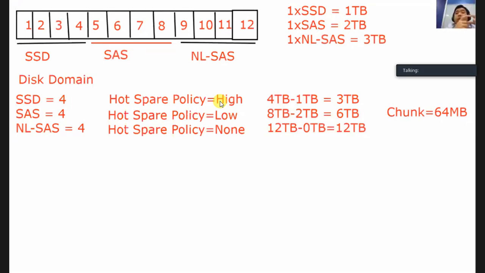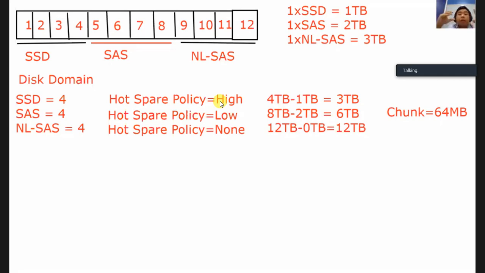Chunk is the smallest size you can write on the hard disk. That is called chunk. So that's why the hard disk needs to be separated into chunks. That is basically the smallest unit you can write into the hard disk. You cannot write anything smaller than 64 megabytes. Okay, so that is a chunk.